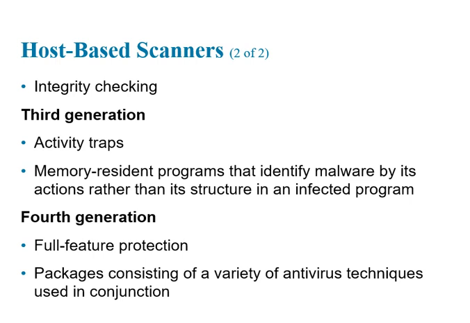And then in the third generation, they have more advanced activity traps. They add another capability of anti-malware: a memory resident program that identifies malware by its action rather than its structure in an infected program, so that they can scan the memory program. Then when the program executes, they will try to identify whether it is malware or a normal program. In the fourth generation, full feature protection nowadays.